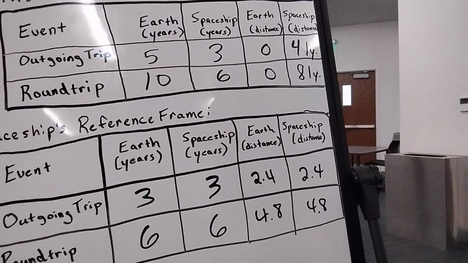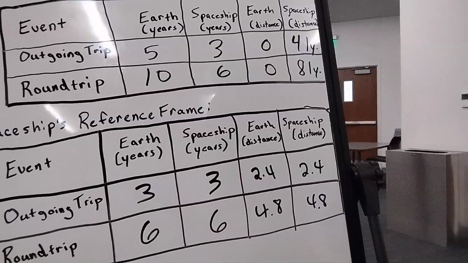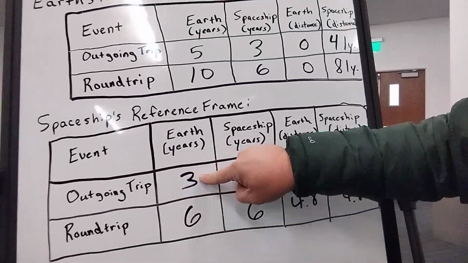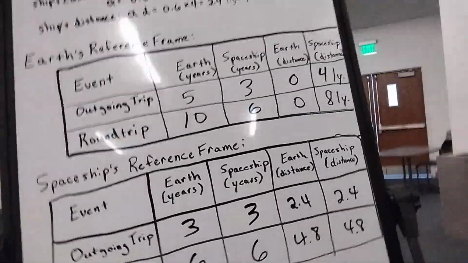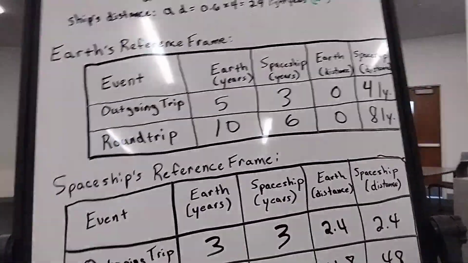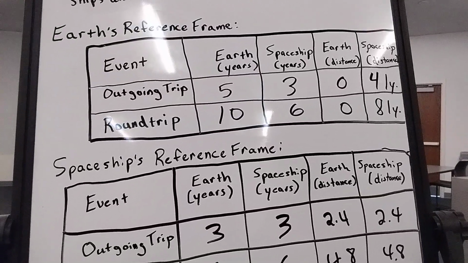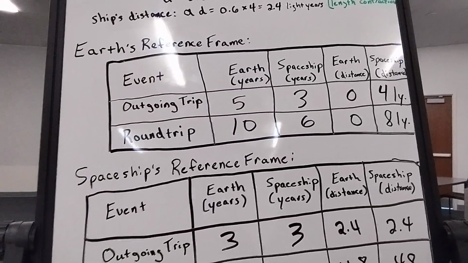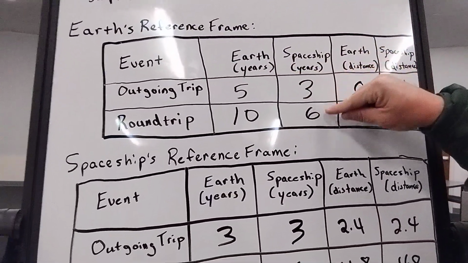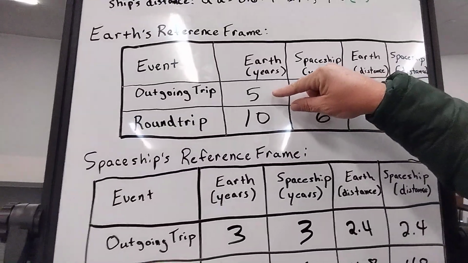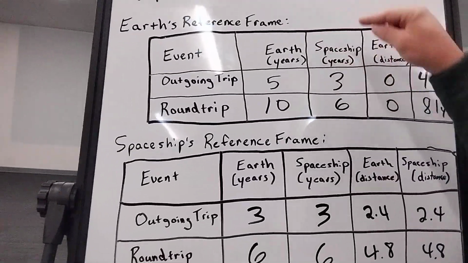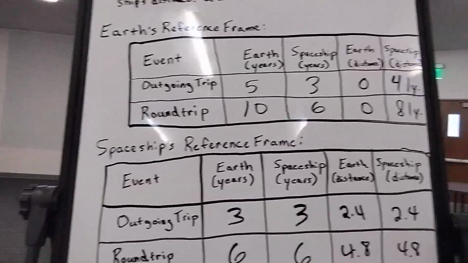So what happened is in Wikipedia, they left this 10 years. They did not include this 3 and 6. So we have a difference here. This is very, very complicated. It took me a little while to figure this all out. So from the Earth reference frame, the spaceship's clock should have read 3 and 6. The Earthbound's clock read 5 and 10. So in the spaceship's reference frame, the clock said 3 and 6.